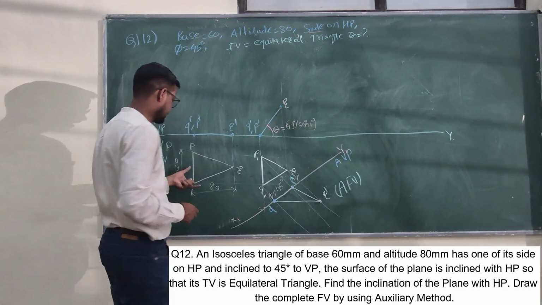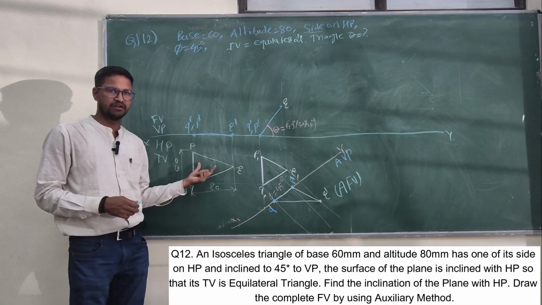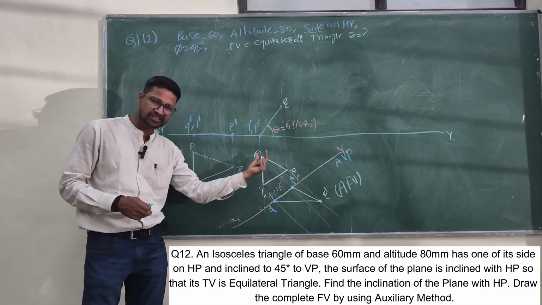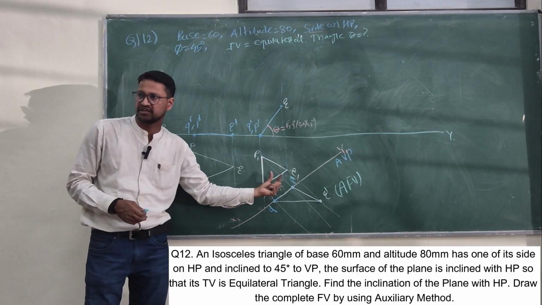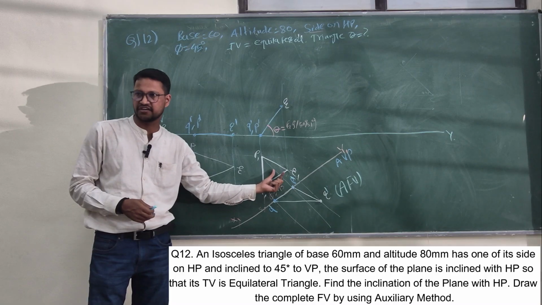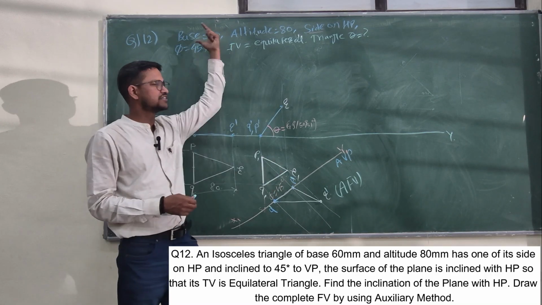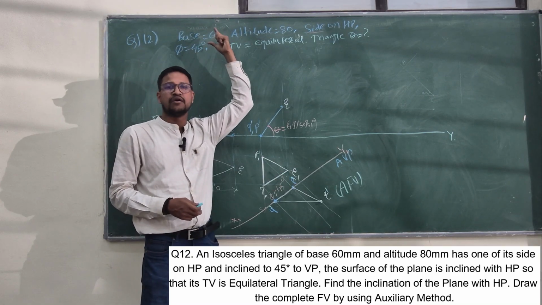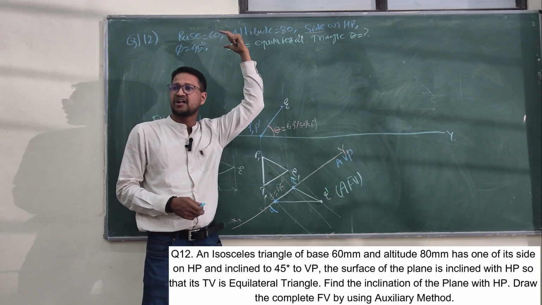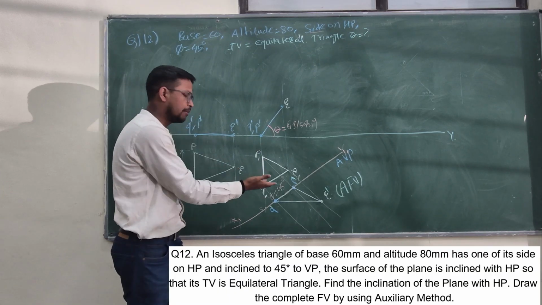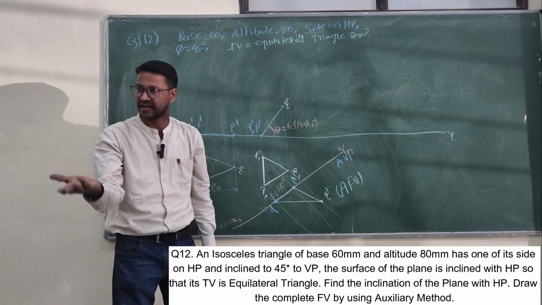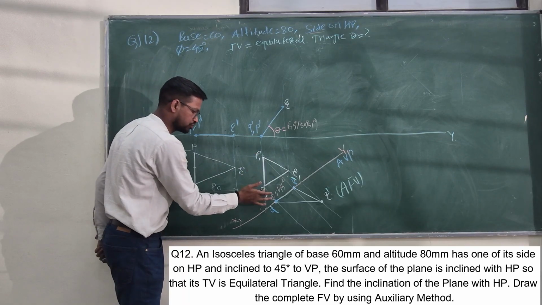So the dimension is already given. This isosceles triangle is inclined to HP in such a way that the top view appears as an equilateral triangle. So this is the second condition. After the second condition, they are saying that by using the auxiliary method, the plane is inclined to the vertical plane at an angle of 45 degrees. So the plane is inclined to which side? Here is the side P to Q.